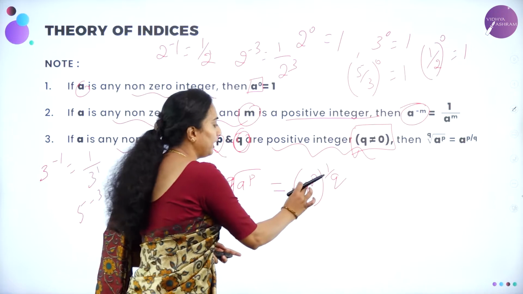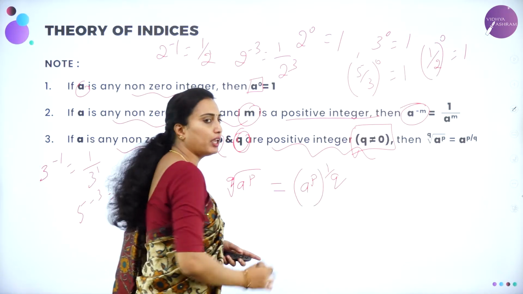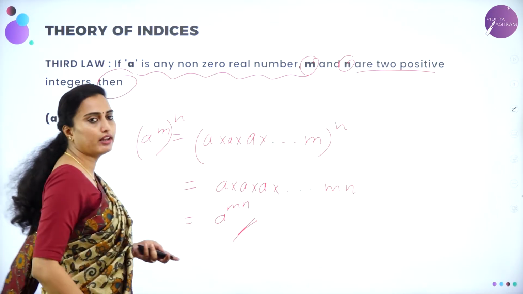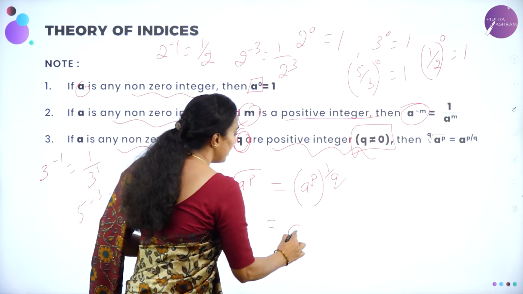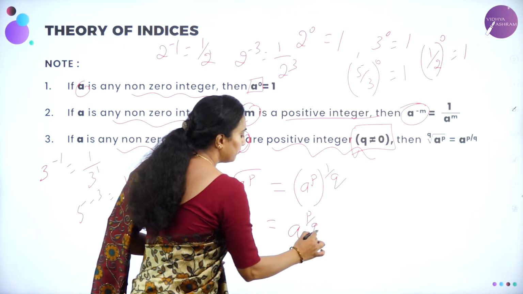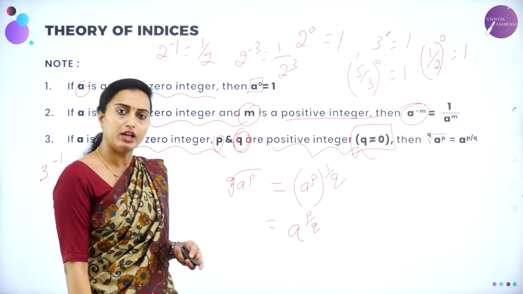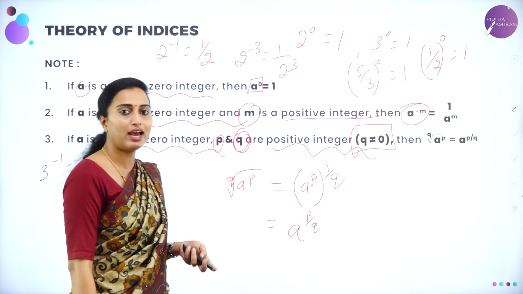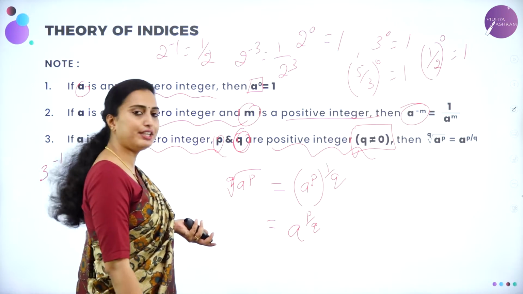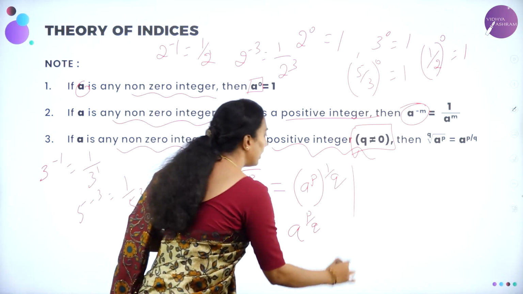Now, if you multiply, this is like a power m into n. What is a power m into n? Third law: m into n. Therefore, I can write that one as a power p into 1 by q, which is p by q. That's what they have written there. Are you getting it? So we are going to use this also as a note or condition for the theory of indices.